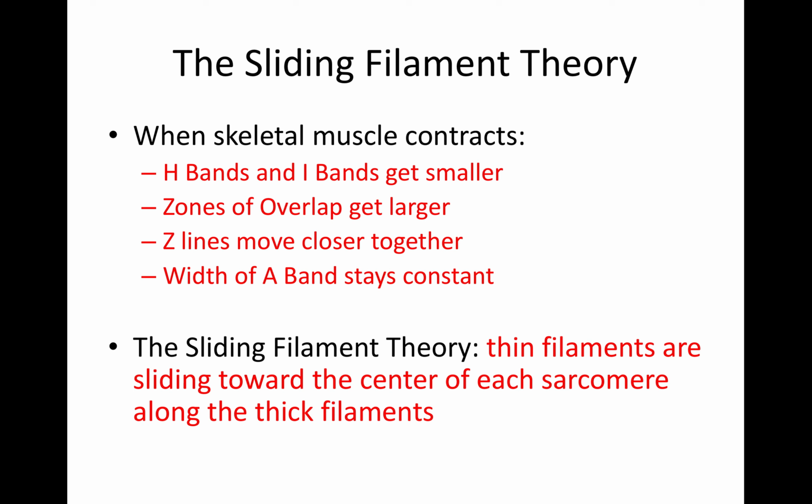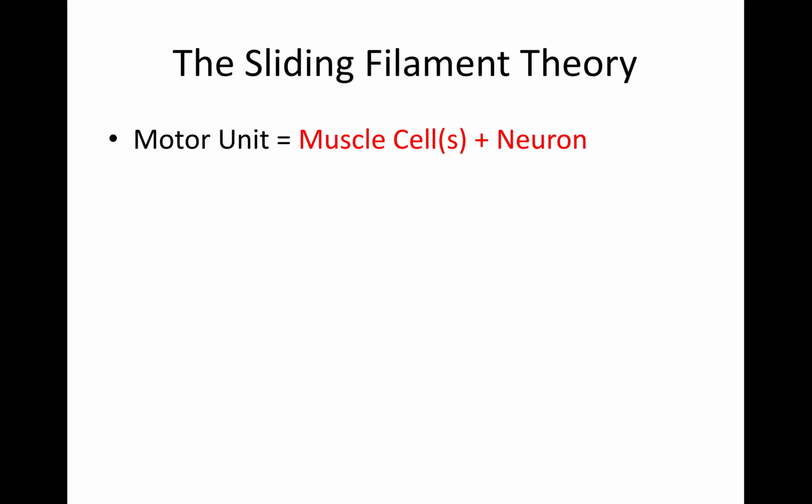And the sliding filament theory states that thin filaments are sliding towards the center of each sarcomere along thick filaments. With this, it's important to remember that the myosin is grabbing onto the actin. The thick filament is grabbing the thin filament and pulling it towards the center.